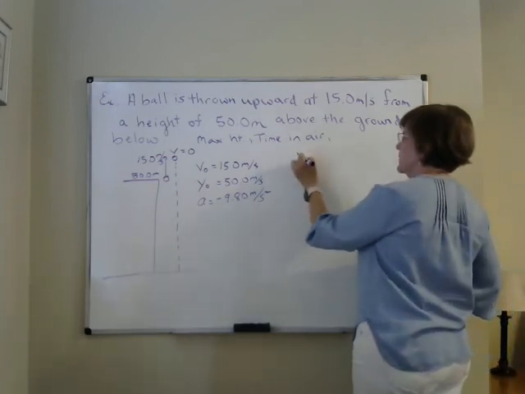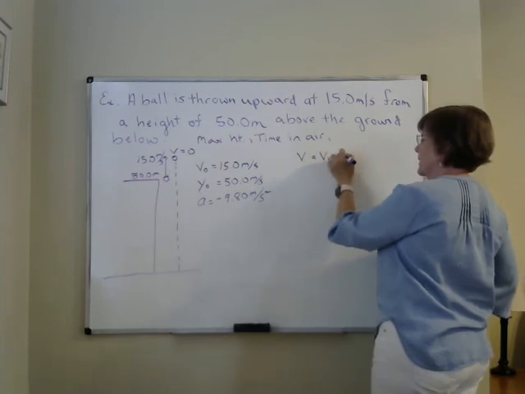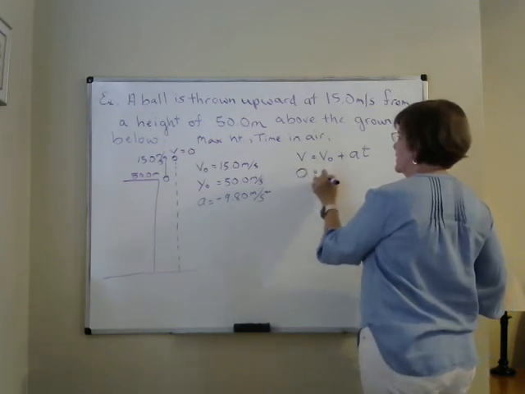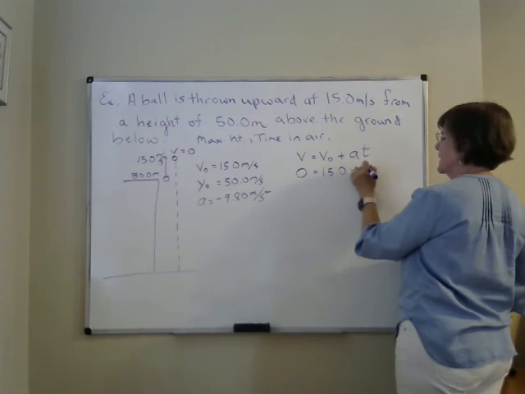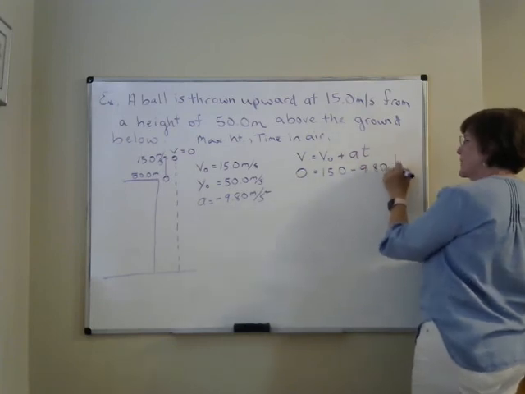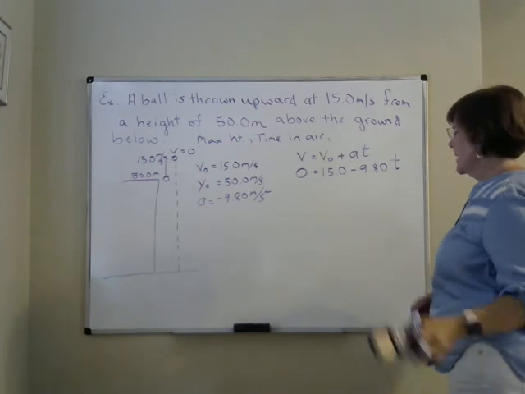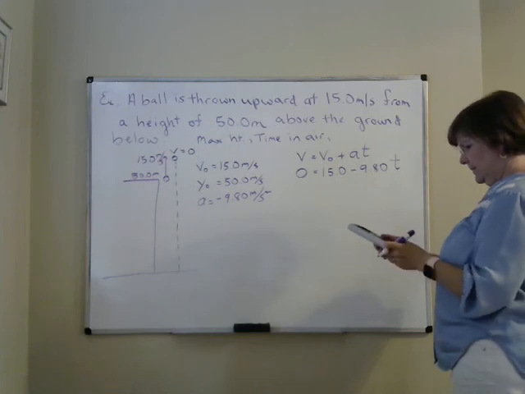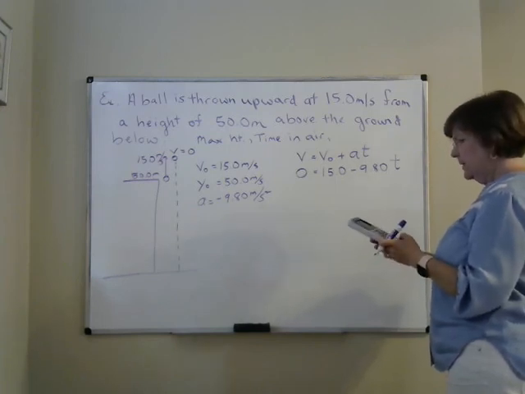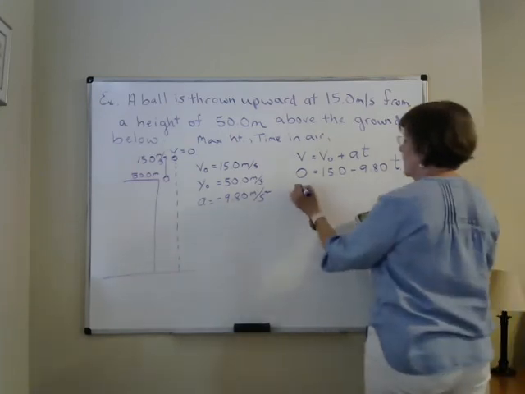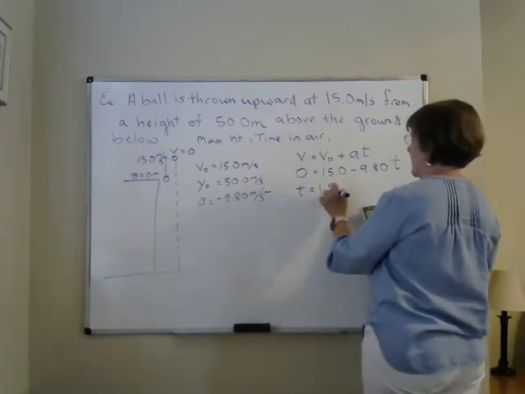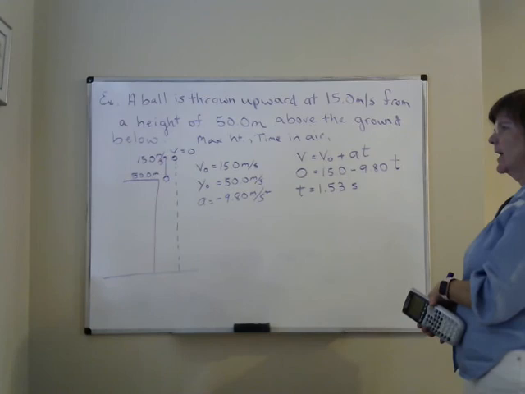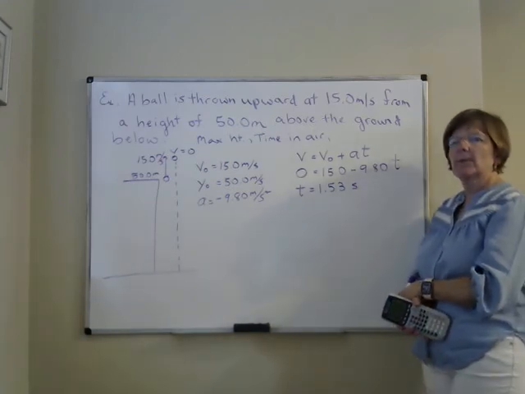So if I use this formula, V equals V0 plus AT, I want to know if this is 0, and this was 15, and this is negative 9.80. What's T? How long to reach the maximum height? Well, that's going to be 15 divided by 9.80. Comes out to be 1.53 seconds. Now, that's the time it takes to reach the maximum height. That doesn't actually tell me what the maximum height is.